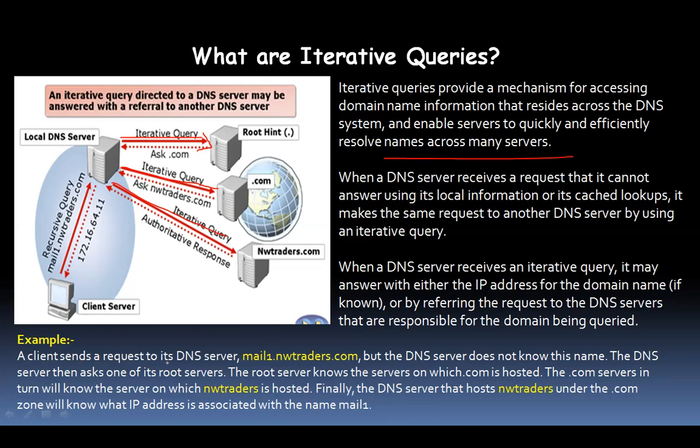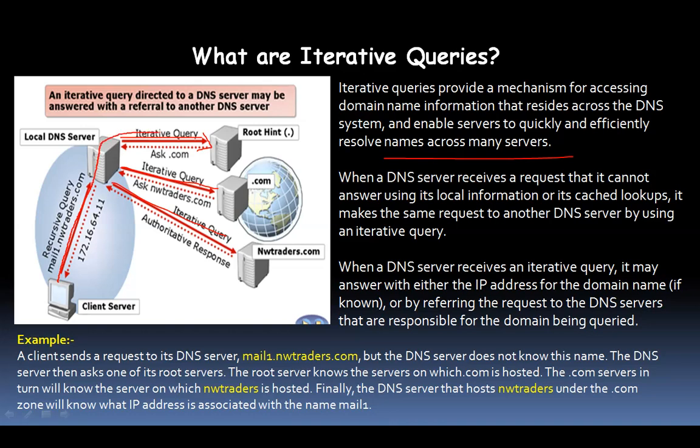A client sends a query to the DNS server. So the client has sent a request to the DNS server for mail1.newtraders.com. This is a request, but the DNS server does not know this name. The DNS server then asks one of its root servers, this one. From here it is coming. You can consider this is a recursive query.